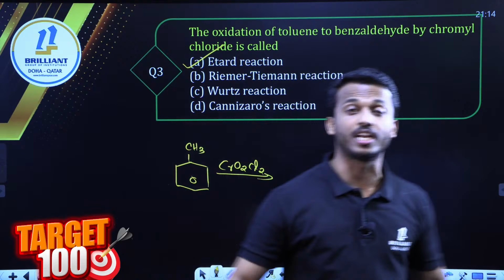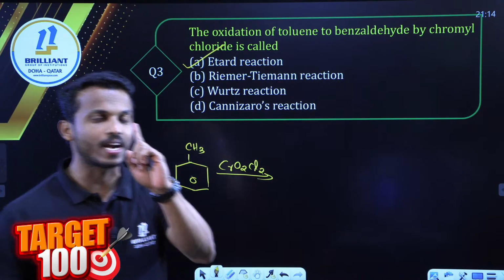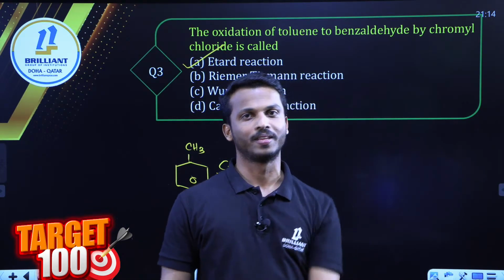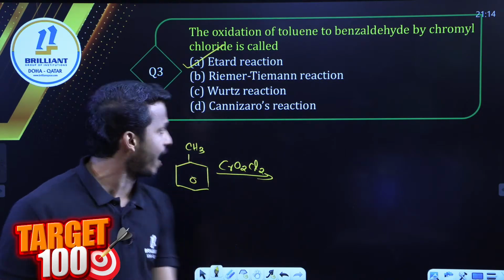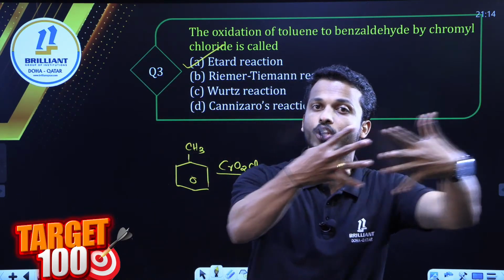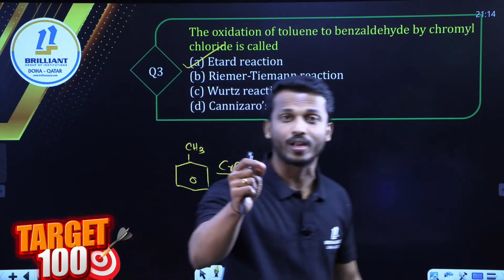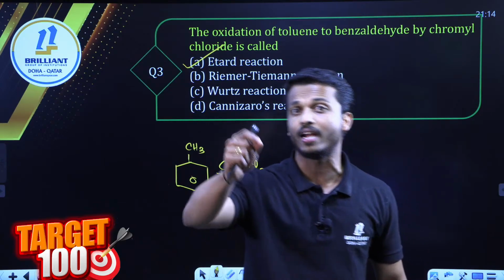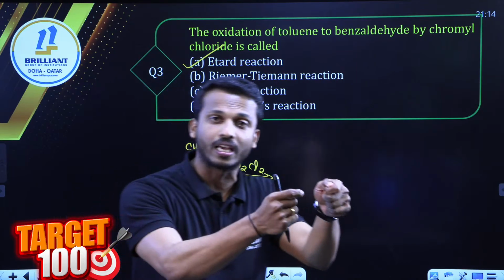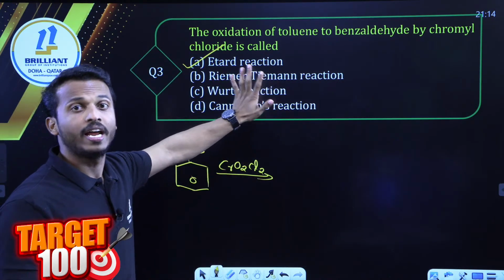What is the second option? Reimer-Tiemann reaction. You know, Reimer-Tiemann reaction is a conversion of what? Phenol to salicylaldehyde. Remember, okay? What is Wurtz reaction? That you know very well. To combine two alkyl halides, you will get an alkane. What do you mean by Cannizzaro reaction? Cannizzaro reaction is given by the aldehyde which does not contain alpha hydrogen. They will give you a carboxylic acid and which one? Alcohol. That you know very well. So here our reaction is what? Etard reaction.